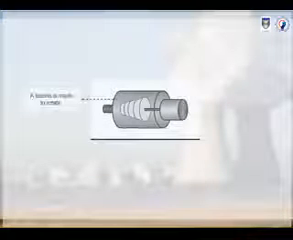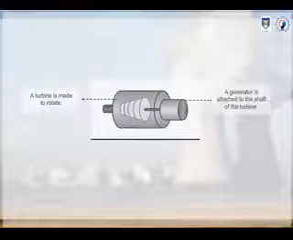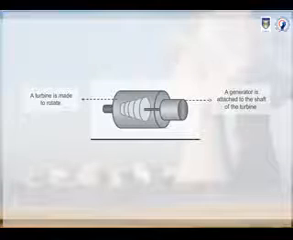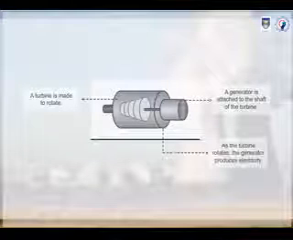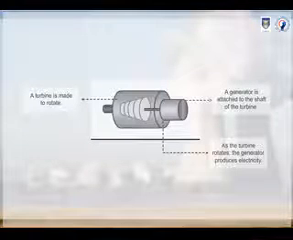Basically, all power stations adopt the same method to produce electricity. A turbine is made to rotate and a generator is attached to the shaft of the turbine. As the turbine rotates, the generator produces electricity. This electricity is sent out through transmission lines to a distribution station of the various electricity boards. Let us look at the process of producing electricity of a few power plants.